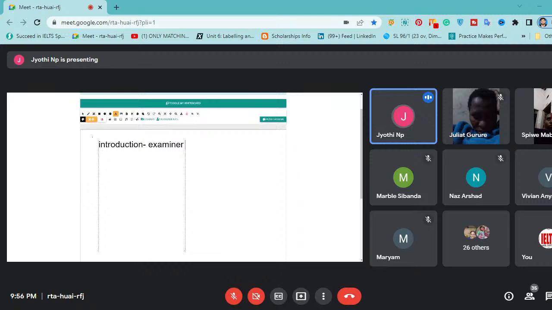and introduce the main point for the second body. So this is where you conclude the main point and introduce the main point for the second body. So this is what the body will be, body 1 or body 2.